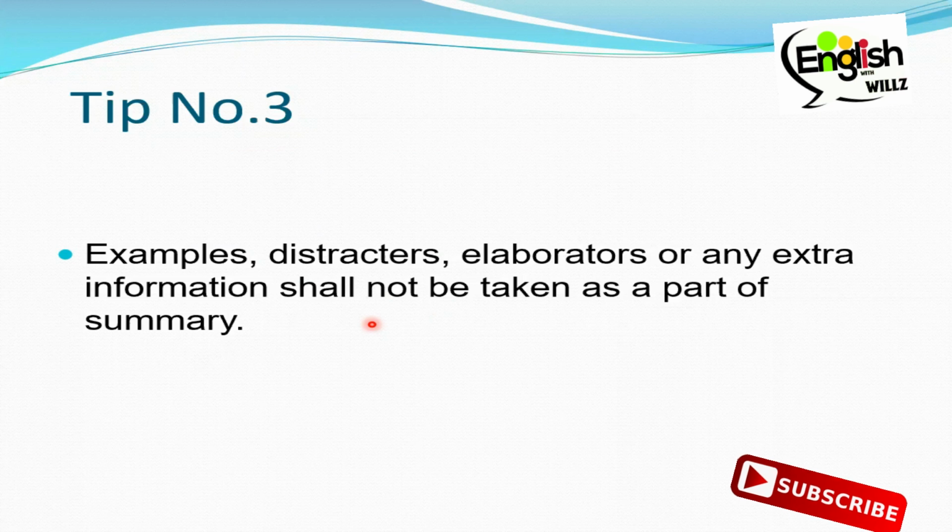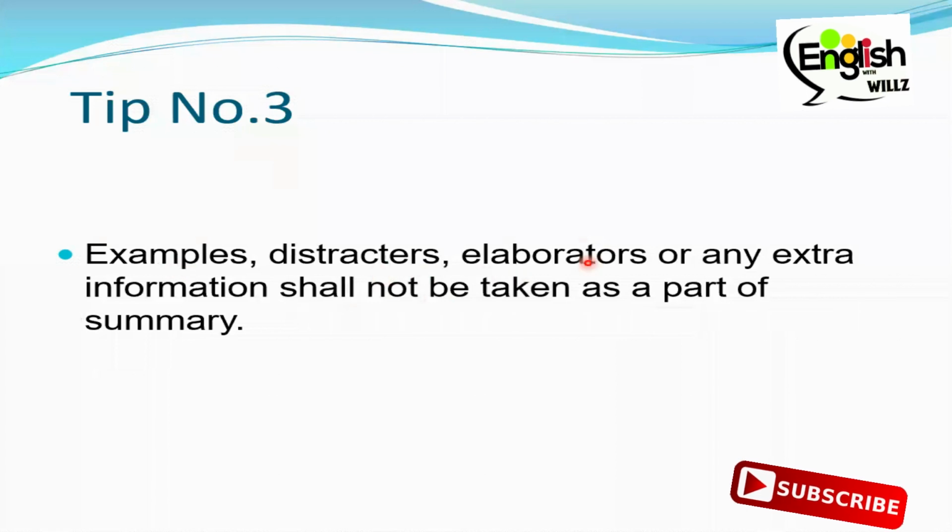Tip number 3, examples, distractors, elaborators, or any extra information shall not be taken as a part of the summary. If in the passage the writer has written, for example, for instance, or has given some extra information to elaborate, you do not have to take that extra information and those examples into your summary, because that was extra information to distract you. So we never take the elaboration into the summary because that was unnecessary information, right? We will never take that unnecessary or extra information into our summary.